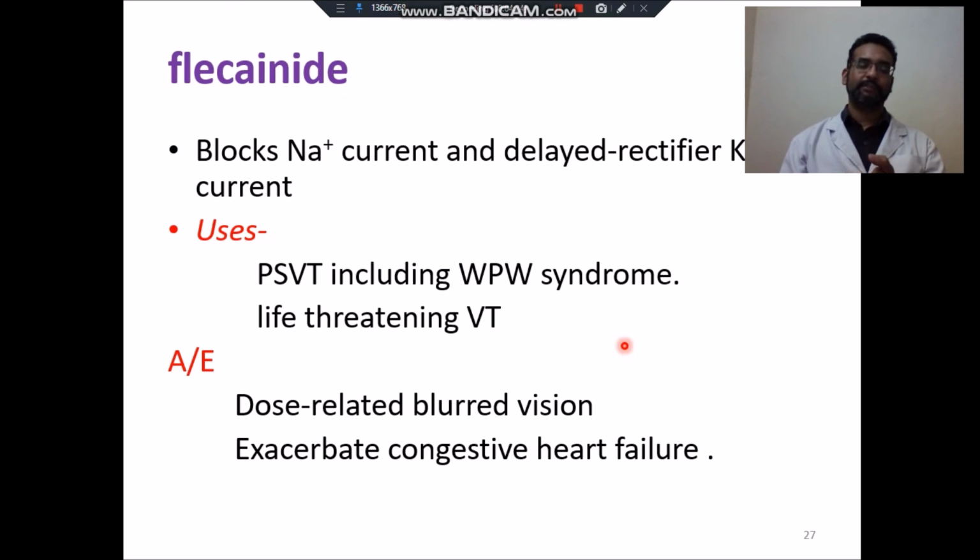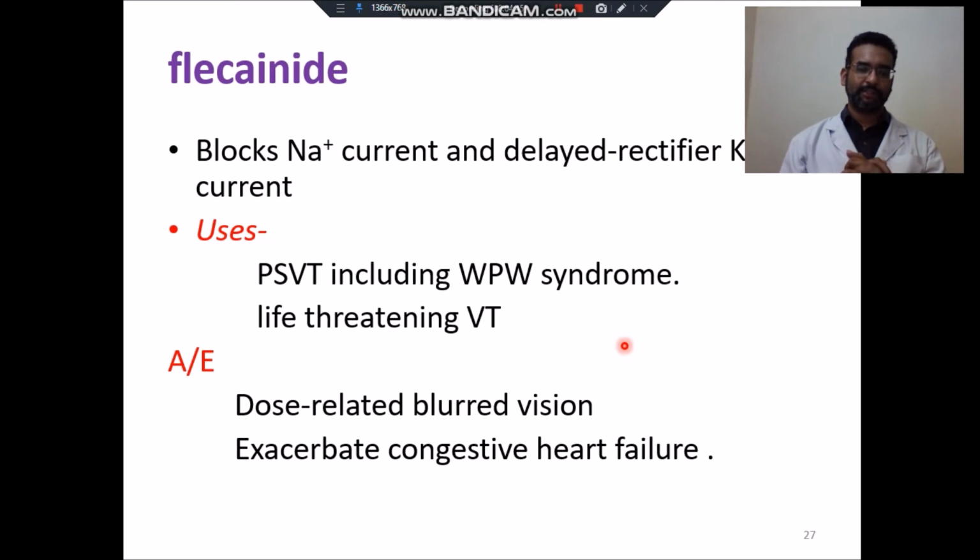In the first class, in the classroom I told you, WPW is the Wolff-Parkinson-White syndrome where there is a development of an accessory pathway between the ventricles and the atria. So there, the atria and ventricles will beat in the ratio of 2:1 or 4:1. Flecainide is also used in life-threatening ventricular tachycardia.